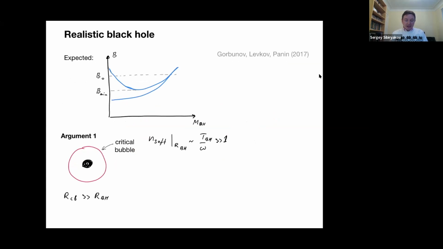So for a realistic black hole, we don't expect the exponential suppression to completely disappear. We rather expect some curve like this. As the mass decreases, the exponential suppression perhaps goes to a constant or even starts increasing at small mass. But that's just what we expect. This was pointed out, perhaps first, clearly in this work, and they gave a few qualitative arguments why it should be the case.